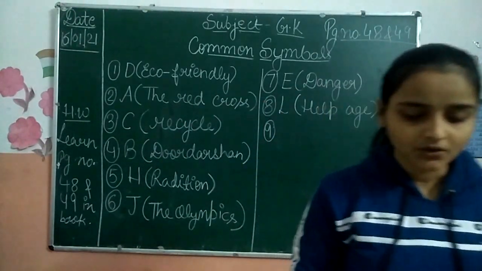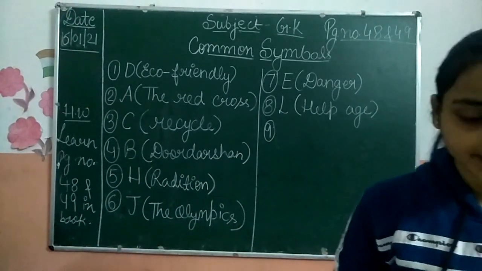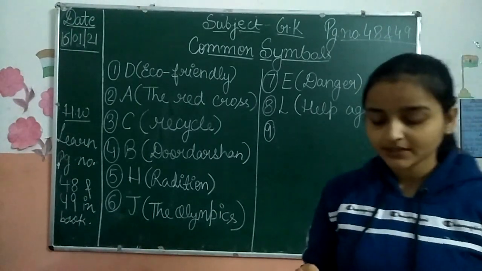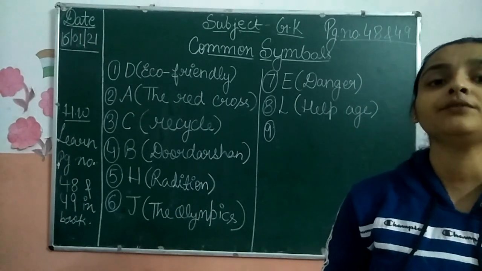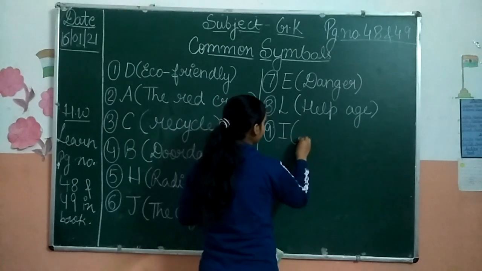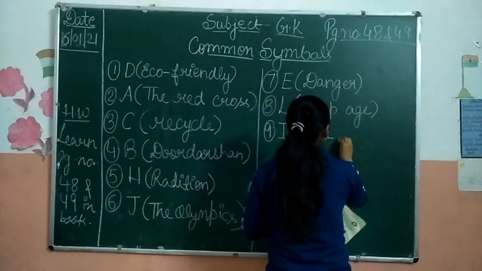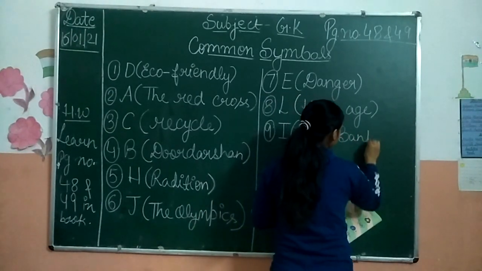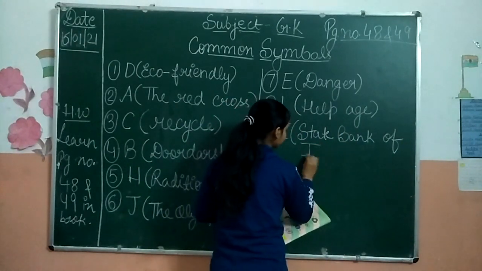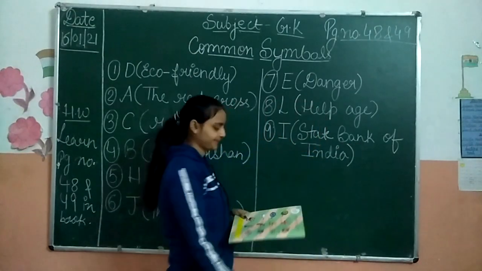Now look at the 9th picture. A blue color circle is there. This picture denotes what? This is the symbol of State Bank of India. So write down I and State Bank of India. Okay.